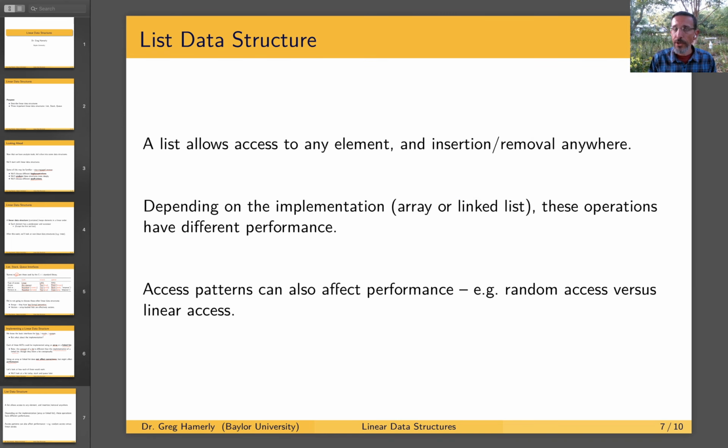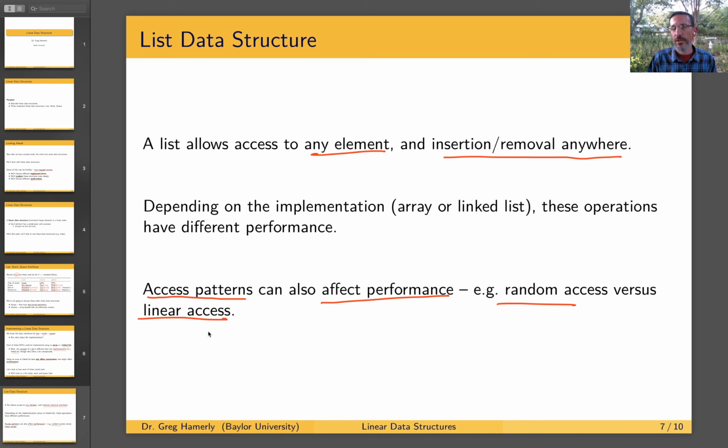So a list data structure, which we'll look at today, allows access to any element and insertion and removal anywhere at any time. But depending on the implementation, we have different performance for these operations, and we'll see that. In addition to how we implement it, the way we use the list, the access patterns, can also affect the performance. For example, if we are doing random access versus linear access.